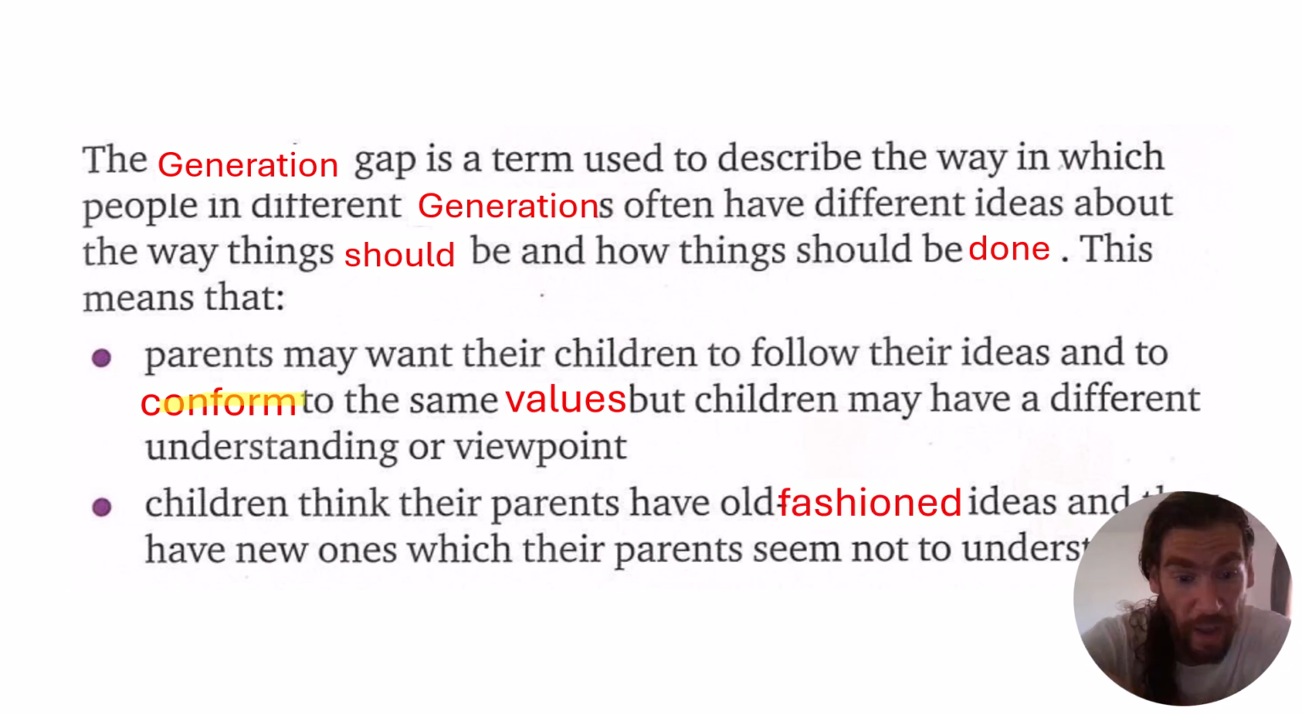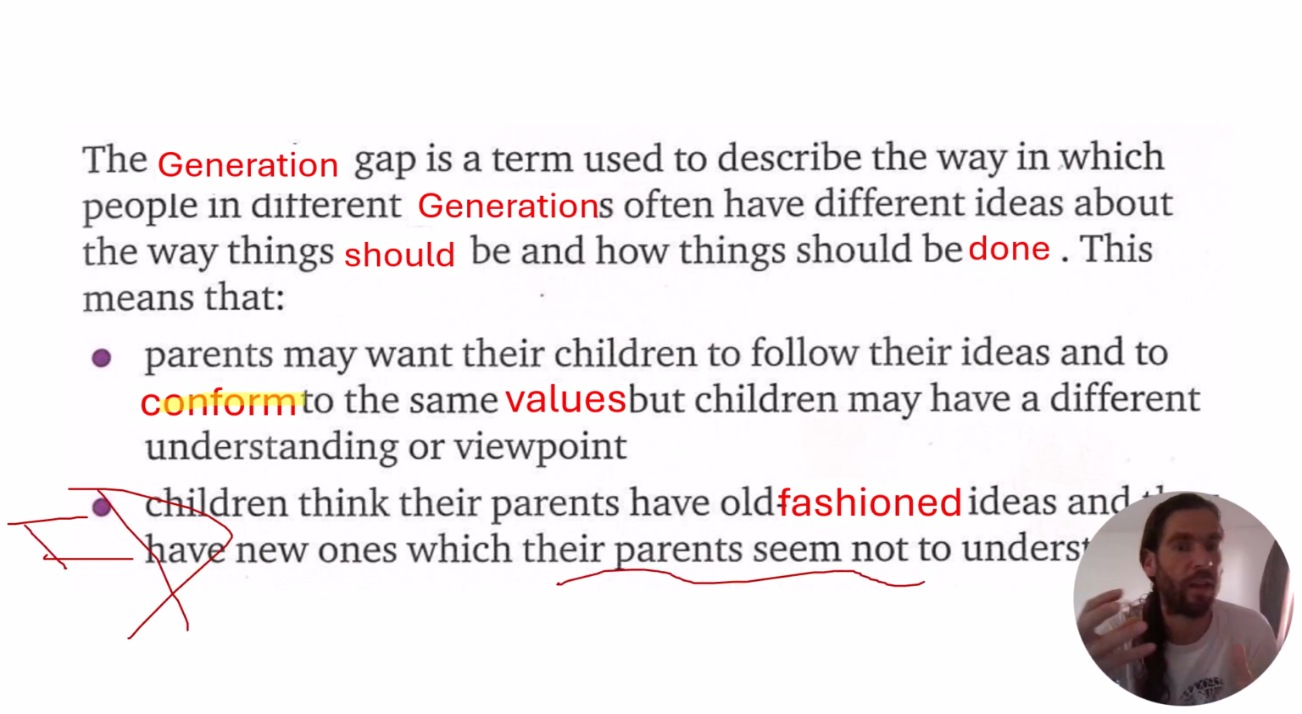Children may think their parents have old-fashioned ideas, and they may have new ones, which their parents seem not to understand. Yeah, so the children may think their parents have old-fashioned ideas, and the new generation may have new ideas, new values, which their parents seem not to understand, like you can see here. What I just mentioned, you can read that here. Yeah? And the parents seem not to understand these values that are new and these ideas that are new. And this can create a generation gap.